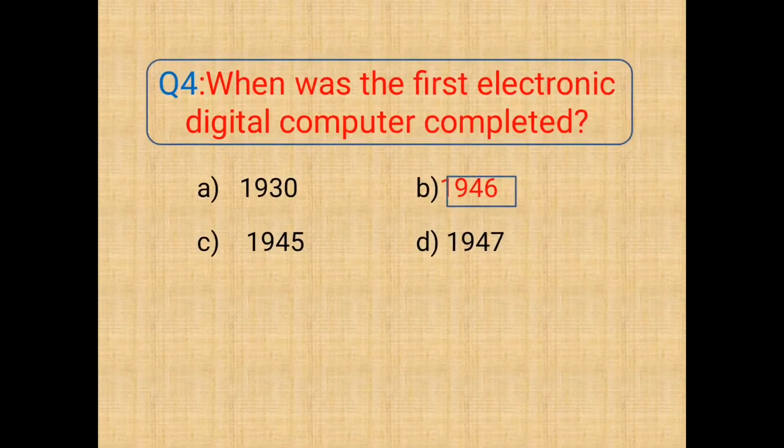Question number 4. When was the first electronic digital computer completed? Option A 1930, option B 1946, option C 1945 and option D 1947. So the first electronic digital computer was completed in 1946. So in this case we have the correct option, that is B. This one is a correct answer.